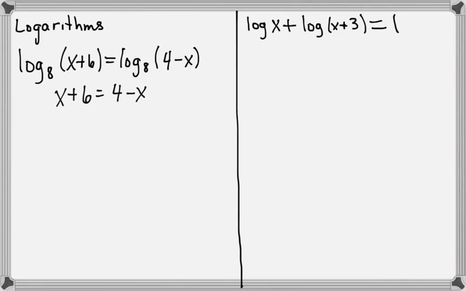So what's the answer? Simplify it. X plus 6 equals 4 minus x. So we're going to add x to both sides, and I'll go ahead and subtract 4 from both sides, and x becomes -1.